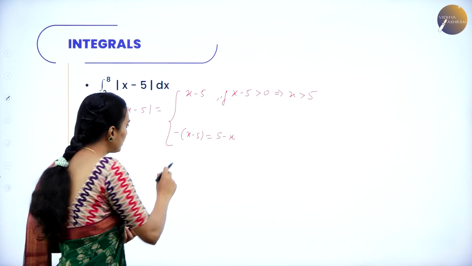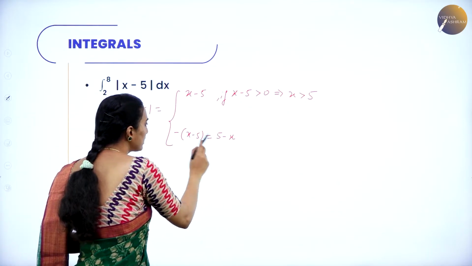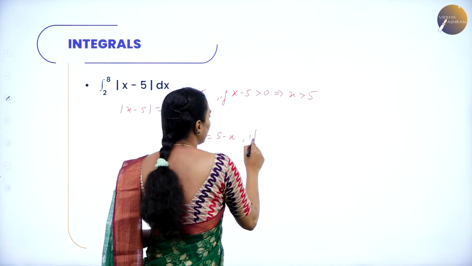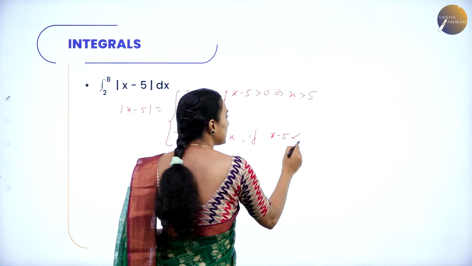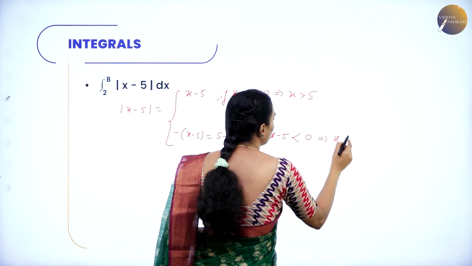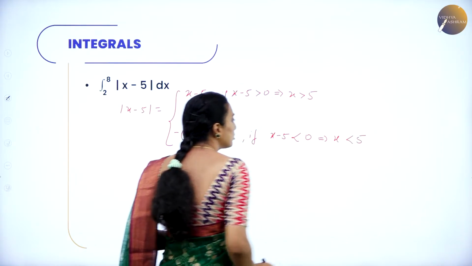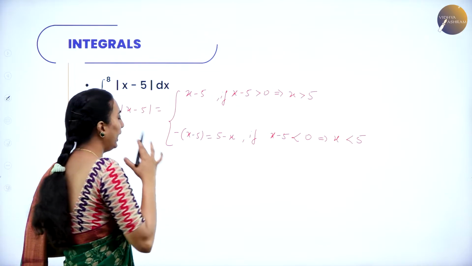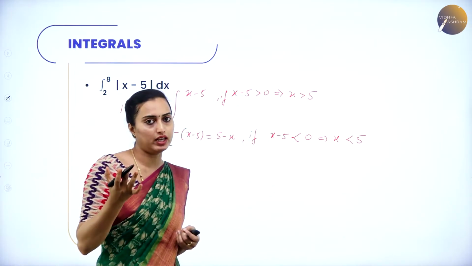I hope you understood this one. Minus into plus is minus, minus into minus is plus. Okay. So what is the condition? If x minus 5 is lesser than 0, which implies that x should be lesser than 5. So this is the condition you can have. Therefore, between 2 to 8, you can take the limit 5 in between.